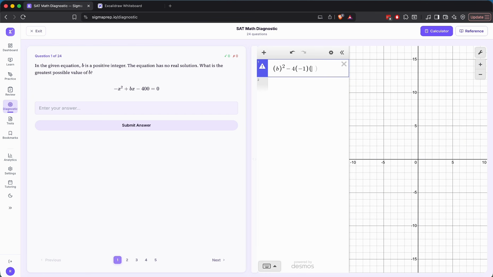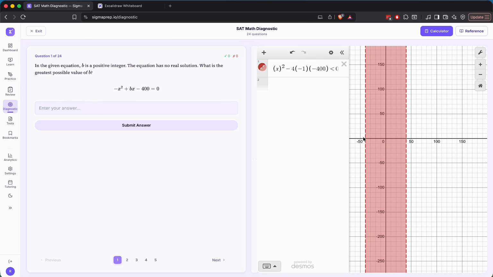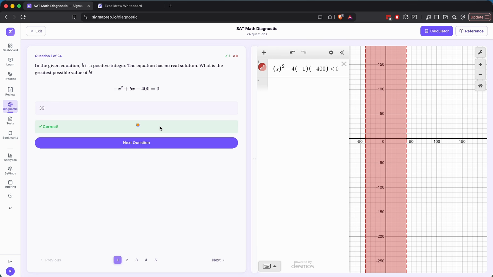B squared minus 4 times A times C, and then less than 0. Desmos won't show it to us yet because remember, if you have an inequality or equation, your unknown should be X. So switch this to X, and you see now it shows me very nicely all the values of B that will give me no solution. And what's this question want? It wants to know the greatest possible value for B. That's going to be 39. It can't be 40. You can click on it, but that's a dashed line passing through it. So 39 is our answer.